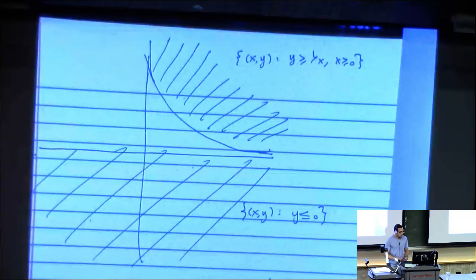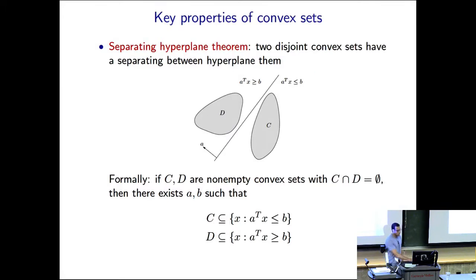So strict separation requires one of the sets to be bounded, and then you get strict separation, and that's something you'll prove in the homework. So this is a nice counterexample to have in mind as to why generally you cannot expect they'll be strictly separated.